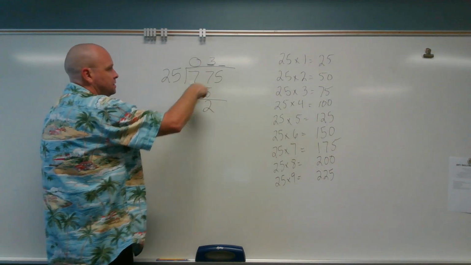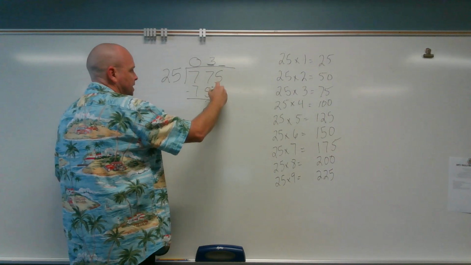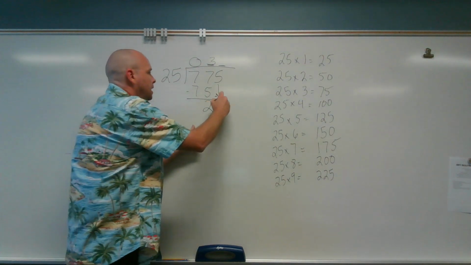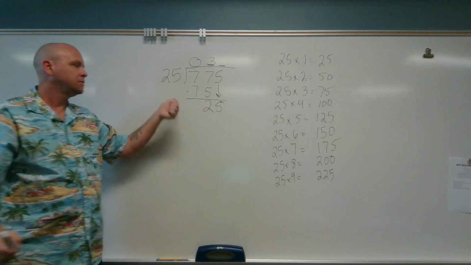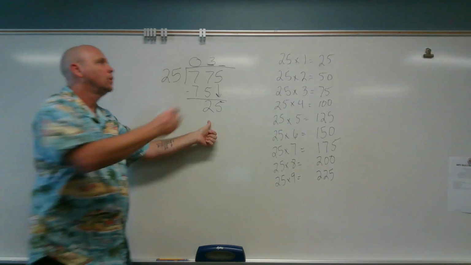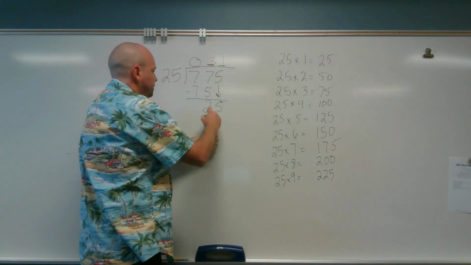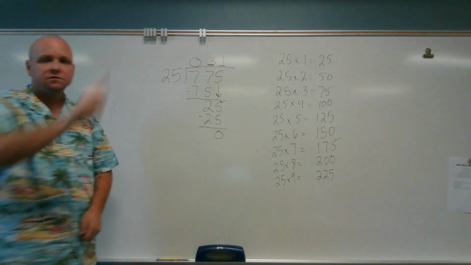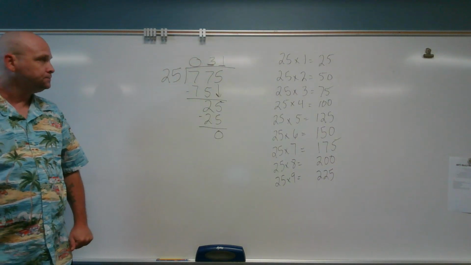Once I've subtracted, if I have another number to bring down, I bring it down. So how many times does 25 go into 25? 1 time. And 1 times 25 is 25. I have a 0, so my answer is just 31.